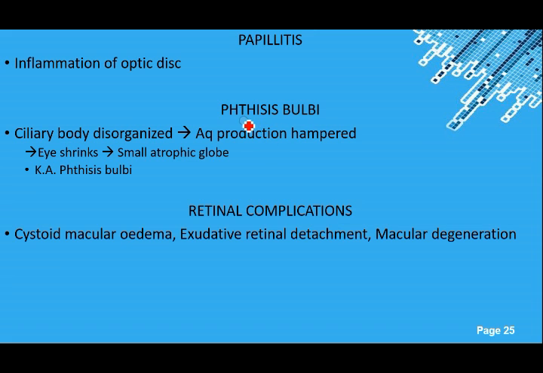This is interesting. Phthisis bulbi. Here what happens is your ciliary body, I'm just trying to draw my ciliary body, gets disorganized, and they are the ones producing your aqueous, right? So aqueous production decreases. If aqueous production decreases, what happens to your eyeball? It shrinks, and you get an atrophic globe. This is known as phthisis bulbi. Okay, clear?